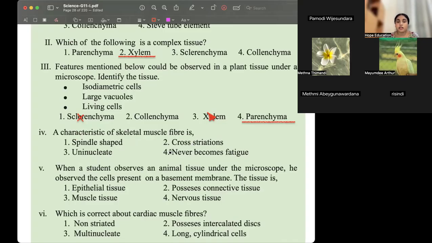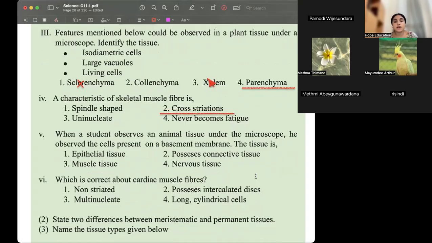Cross striations are present in skeletal and also in cardiac. Uninucleate: we know skeletal tissue is not uninucleate, it's multinucleate. Uninucleate are smooth muscle tissue and cardiac muscle tissue. Which never becomes fatigued? Cardiac muscle. Cardiac tissue. Yes. So the answer is cross striations.